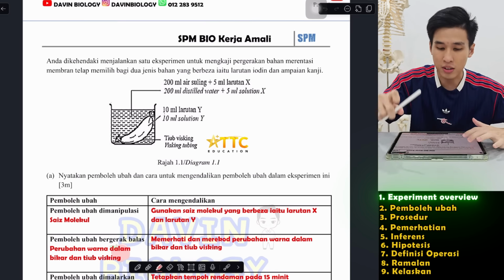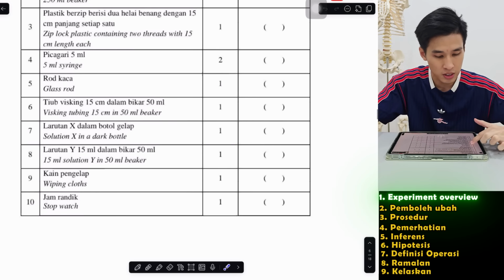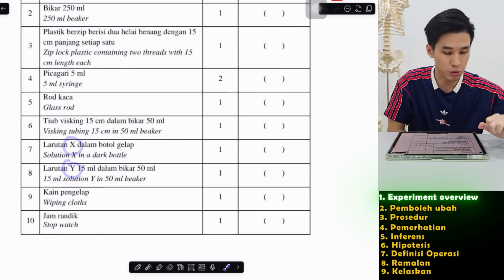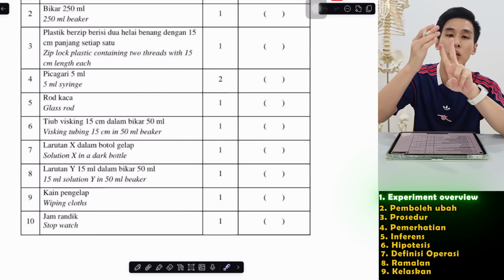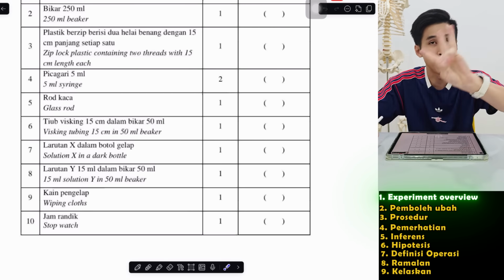So first, look at the title. Read the question first. Okay, or look at the apparatus and materials first, of course. So here they give you two unknown solutions, X and Y. You should get to know what it is. So like I say, since there could be two Tiub Visking, there will be two larutan, that's for Tiub Visking one, and one is actually iodine. So it could be three different types of larutan.